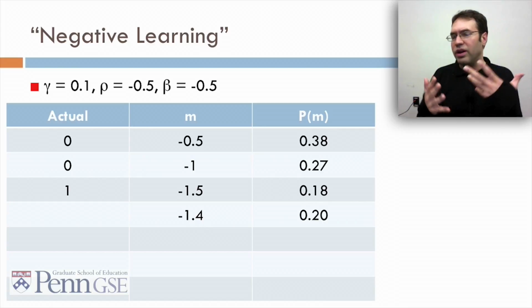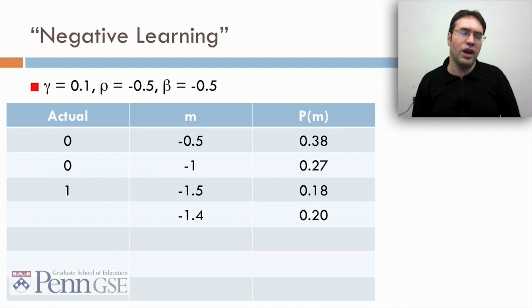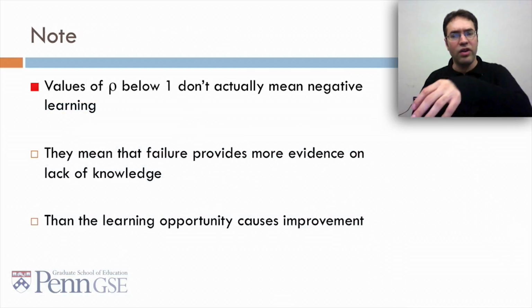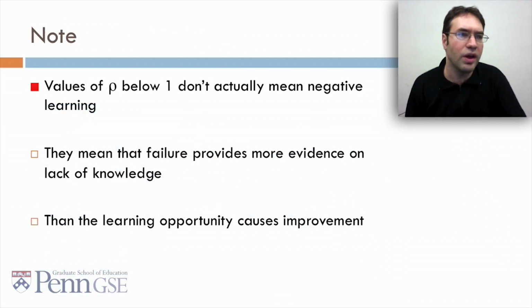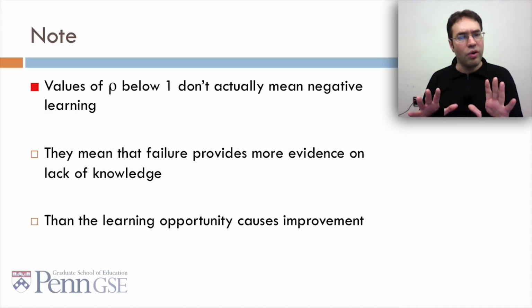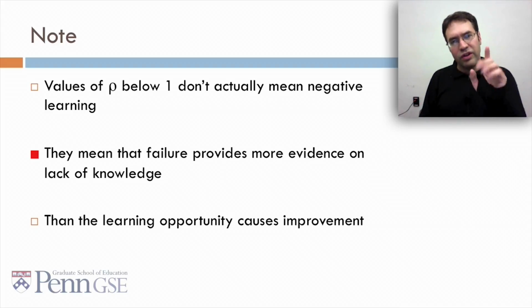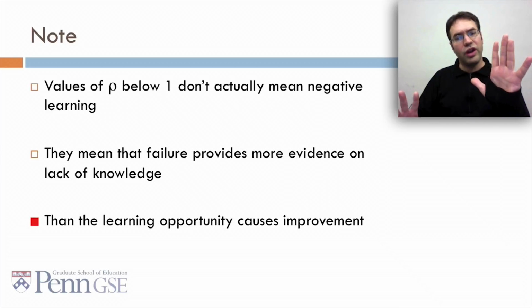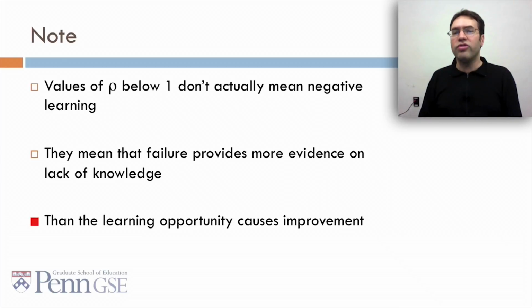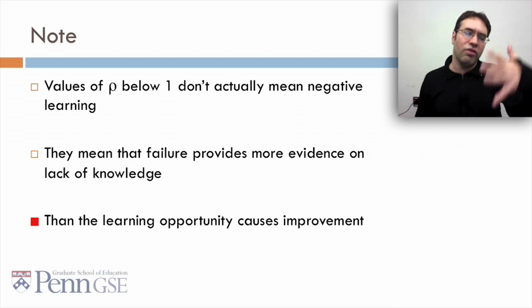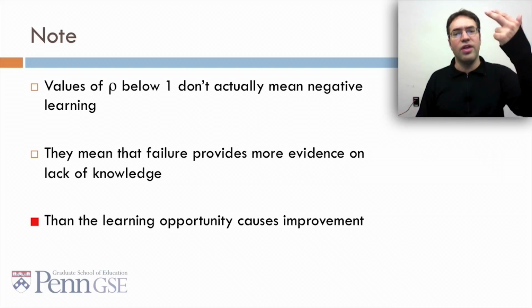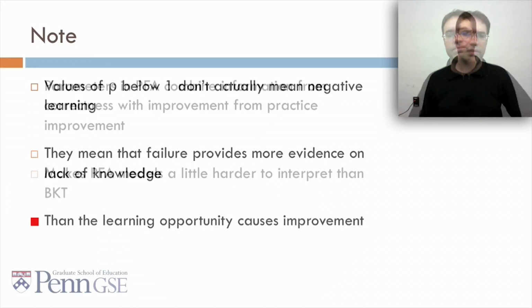Now, this looks weird at first. It's certainly not something you have in BKT. There's not negative learning in BKT. But it's actually not crazy, because think about it. In this paradigm, values of rho below 1 don't actually mean negative learning. They mean that the failure provides more evidence on the student's lack of knowledge than the learning opportunity causes improvement. So it's got a totally different semantic. It's not really negative learning. It's just you gain more information that they don't know it than the learning opportunity provides.